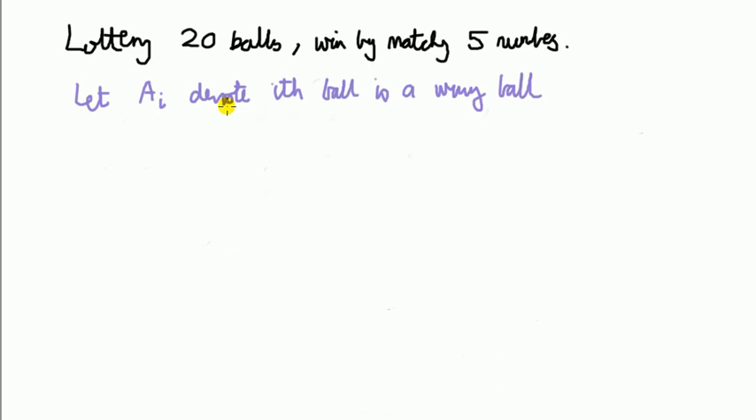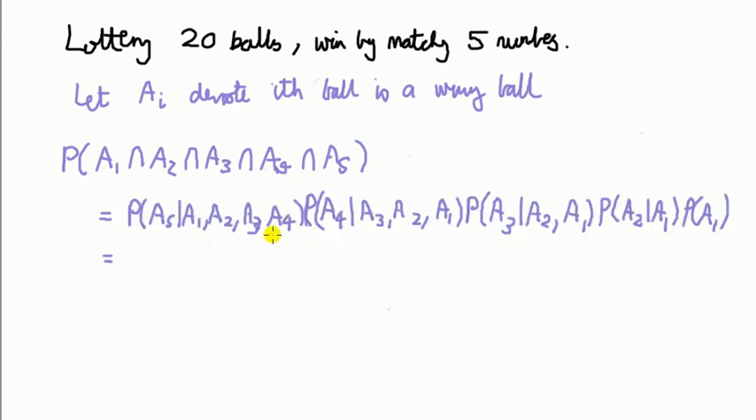Let A_i denote that the ith ball is a winning ball. And what we want is the probability the first ball is a winning ball, the second ball is a winning ball, and the third ball is a winning ball, and the fourth ball is a winning ball, and the fifth ball is a winning ball. And we know that these events are not independent, so we have to apply Bayes, and I can show that it comes to this. And now we can write down the probabilities.